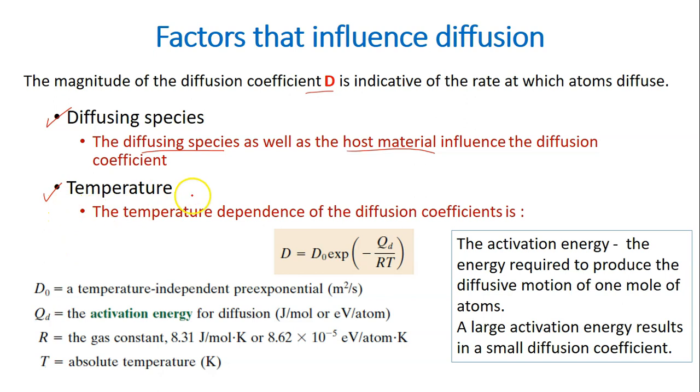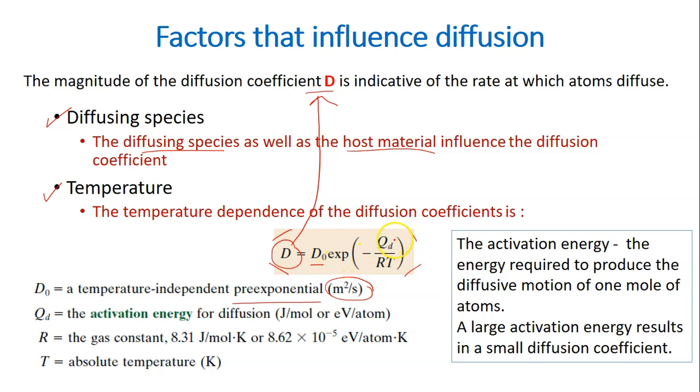So let's look at temperature. The temperature dependence of the diffusion coefficient can be represented by this equation here. Here D is the diffusion coefficient, and D naught is a temperature independent pre-exponential. This is given in meter squared per second. You can find the value in the table, which I will show after this.